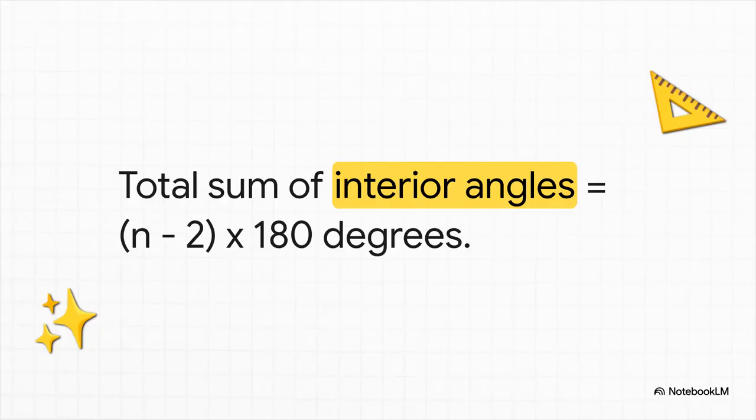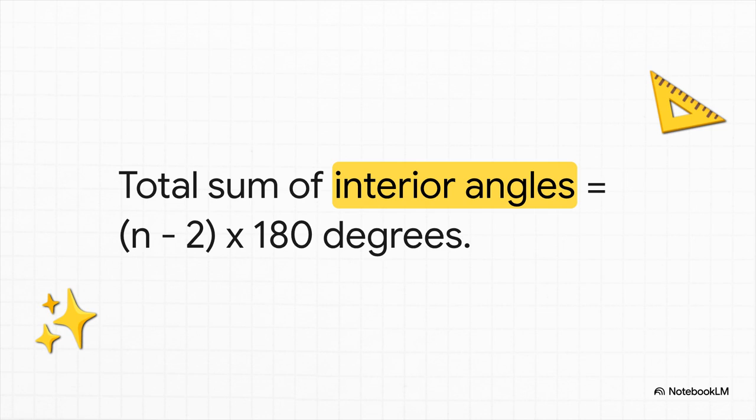Simple as that. To find the total internal angles of any polygon combined, we use this brilliant formula. N minus 2 multiplied by 180 degrees. Now what this formula is actually doing is subtracting 2 from the number of sides, which cleverly tells you exactly how many triangles can fit inside that polygon. Since every single triangle contains 180 degrees, you just multiply that number of triangles by 180. So for a 6-sided hexagon, 6 minus 2 is 4 triangles. 4 times 180 gives us a total interior sum of 720 degrees.